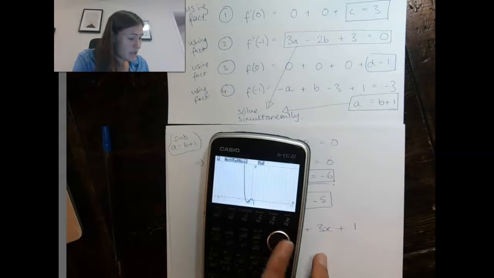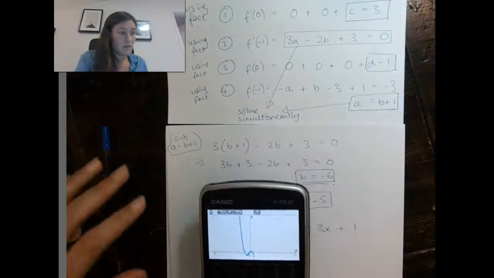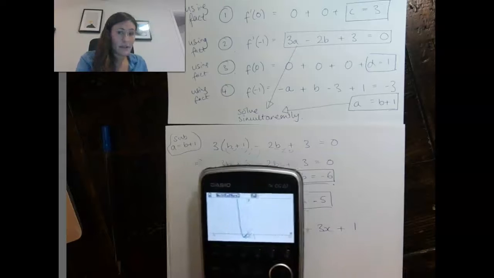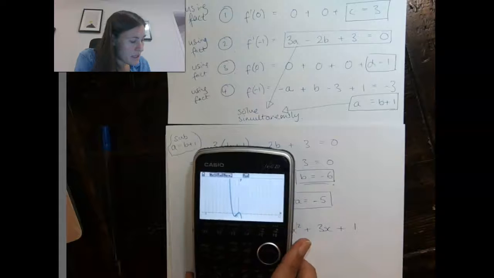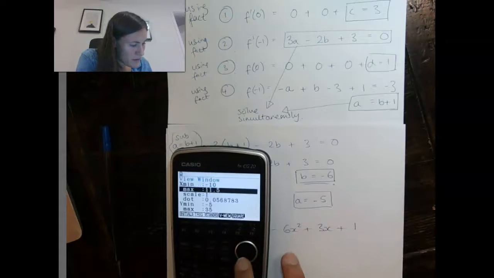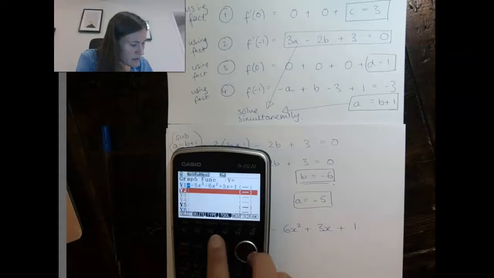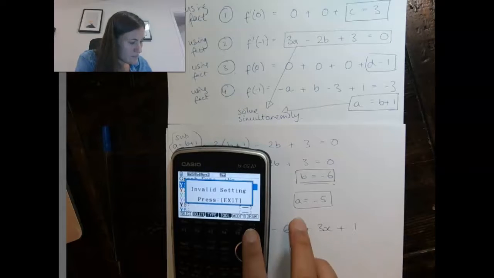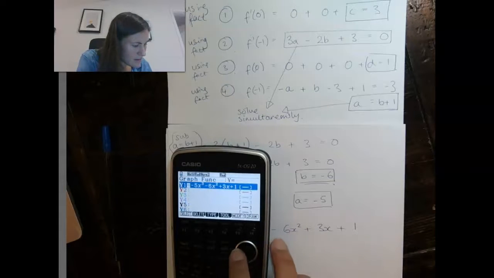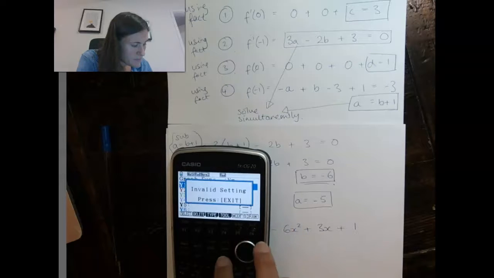So actually my original little sketch was wrong because we've got it going the other way. I can't see an awful lot here. What I'm going to do to help me with this is just use my trace button. First, I'm going to say I don't need to see that much up. I'd like to see a little bit more down. And let's draw it. Invalid setting. What have I done?